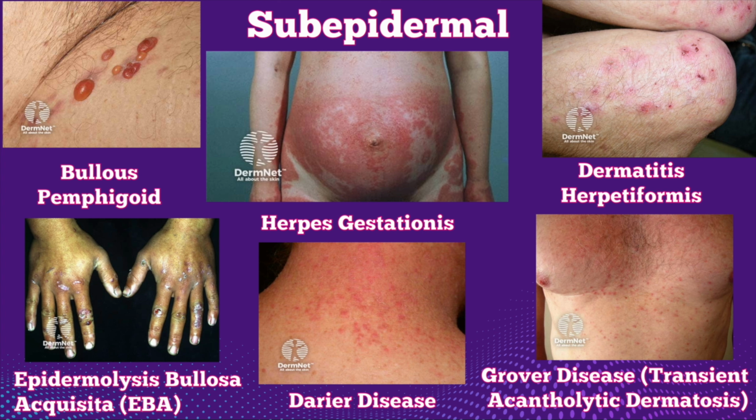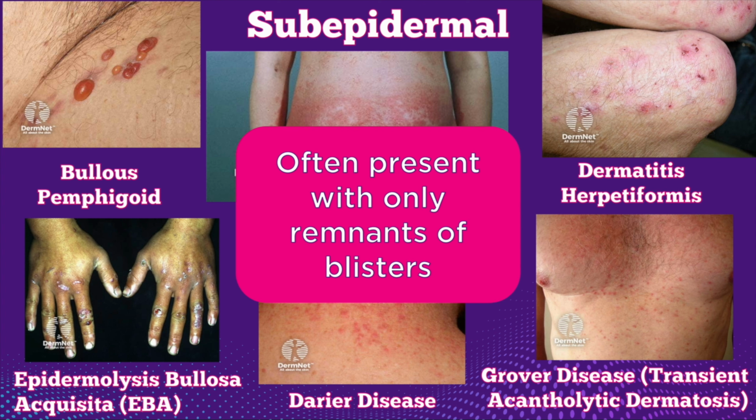Although all of these conditions are described in the bullous reaction patterns, many conditions such as dermatitis herpetiformis will often present without blisters, but instead with the remnants of them. We'll give you some pearls on recognizing the disorders when we cover them in one of the later seasons of the podcast. Okay, now let's get to the fun stuff.